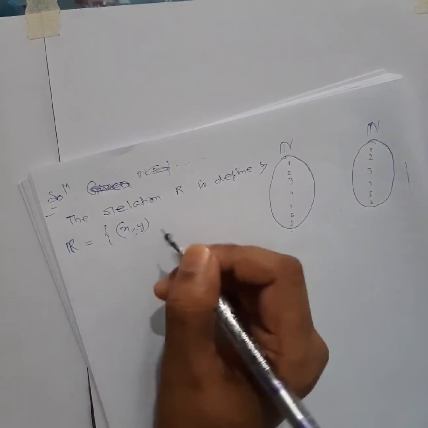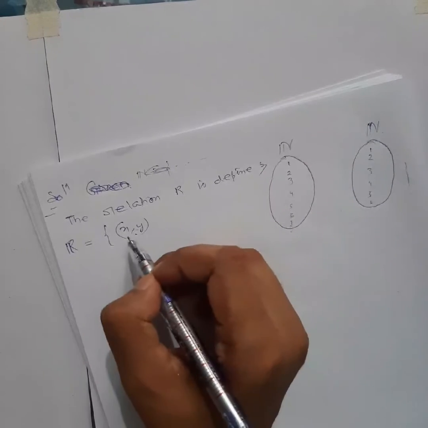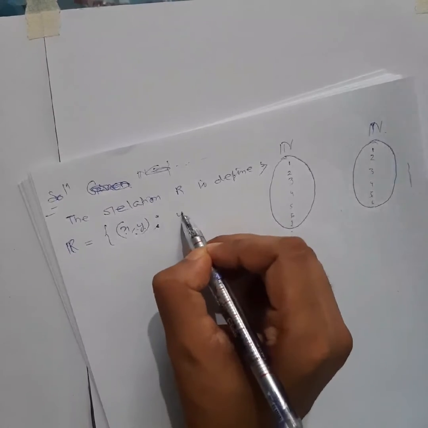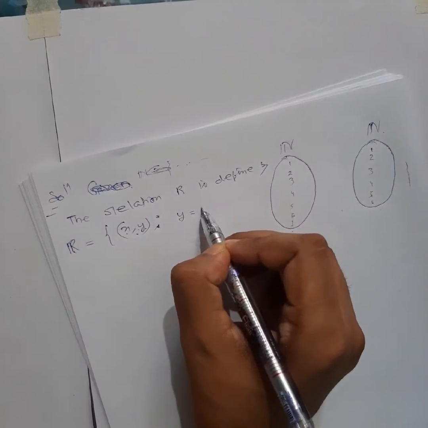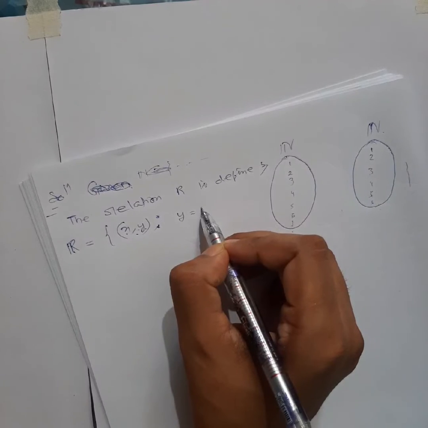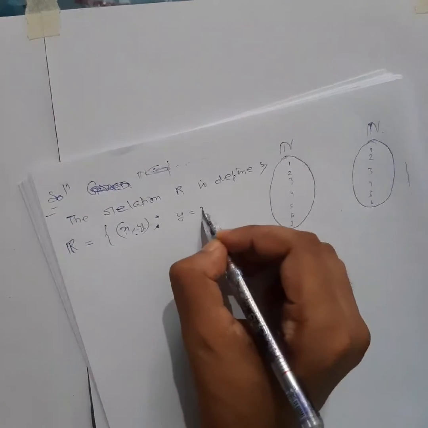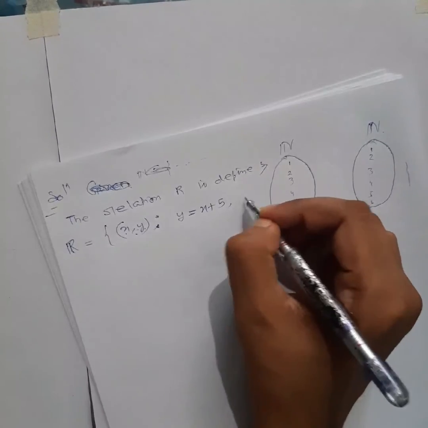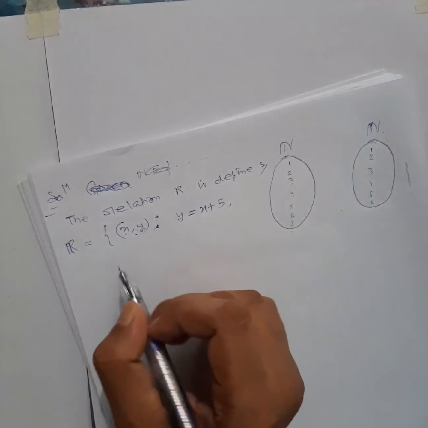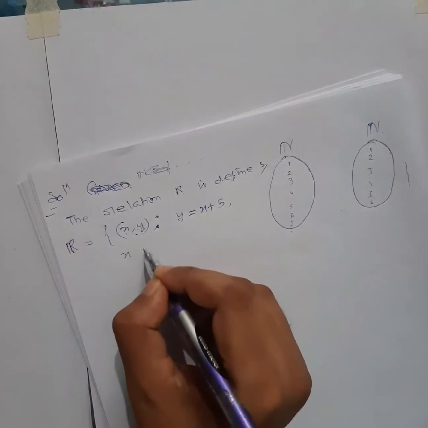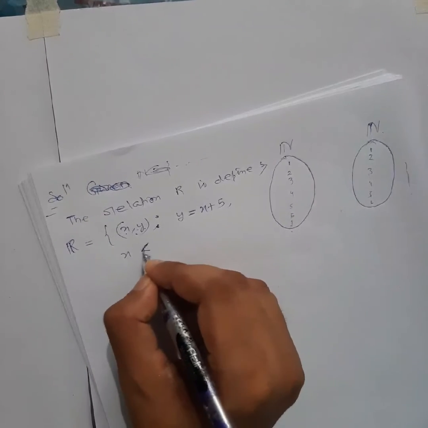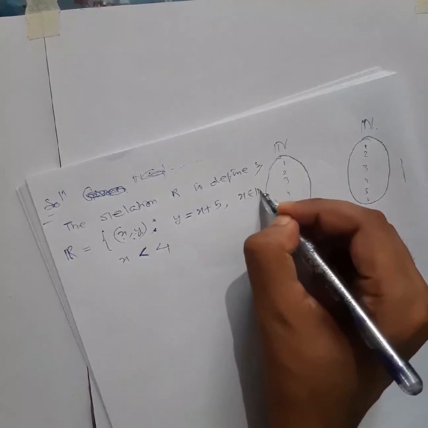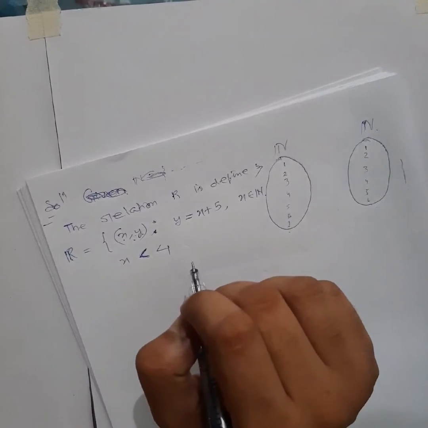You know it's an ordered pair, right? That's why they have written in general form, that is set builder form. x, y, such that what is the relation? y is equal to x plus 5, yeah, y equal to x plus 5 is the relation, right? But they have also given that x is less than 4. So let me write down x is less than 4. x is a natural number. First thing, x belongs to natural numbers, right? And x less than 4.